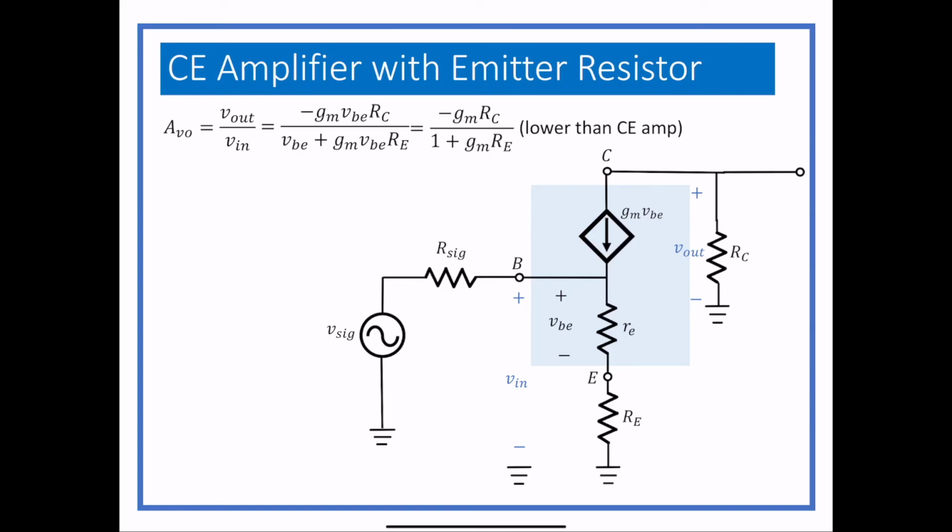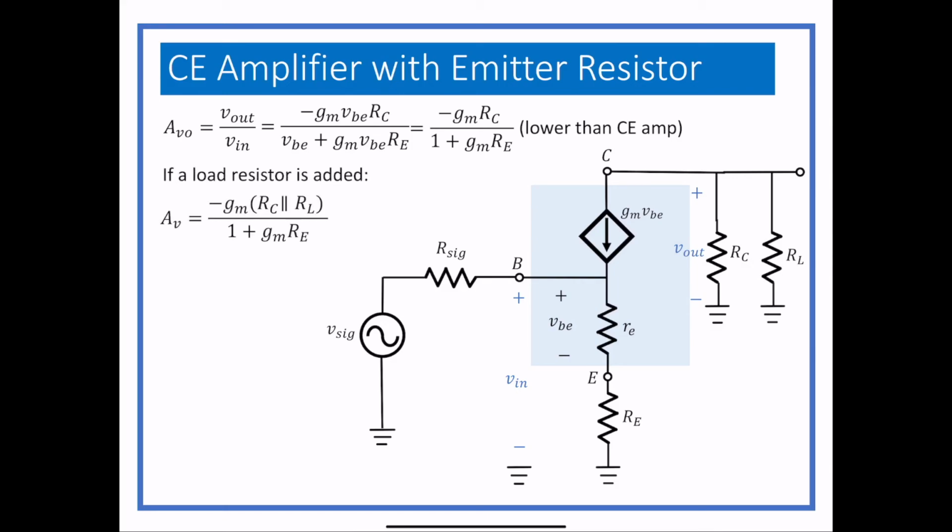If we add a load resistor, it's in parallel with RC. So we put it in parallel with RC, not with RE. So it appears on the top, the numerator of the fraction. It does not appear on the bottom. So we actually take that into account that way.